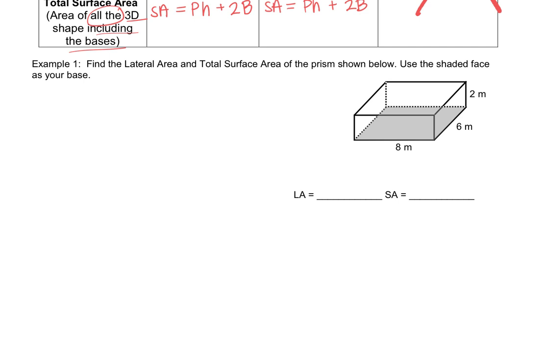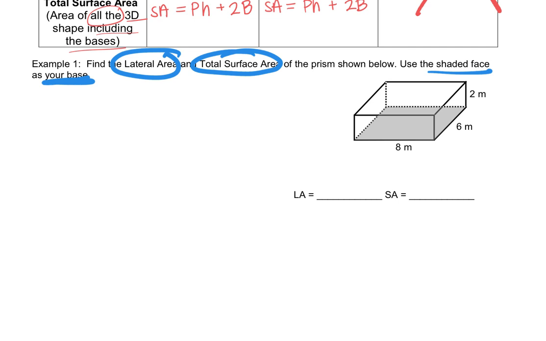Alright, example 1. Find the lateral area and the total surface area. So I'm doing both of the things. It says use the shaded face as your base. So I'm telling you right there that the base is the one that's shaded. So if that one's the bottom base, then I also know that the top is the other base, right? Okay, so the bottom, they distinguish it. That's one of your bases.